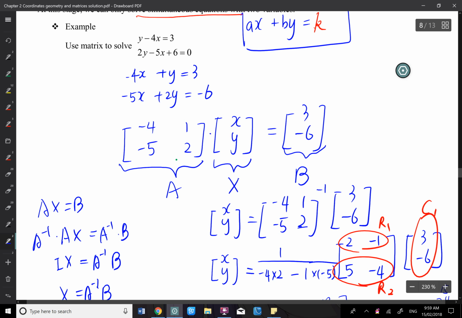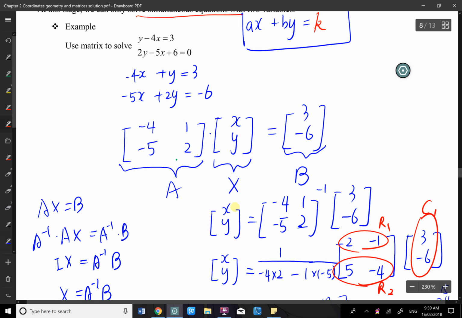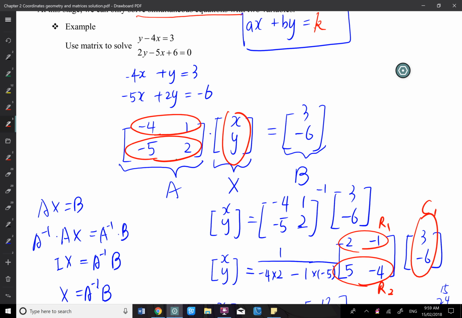Our coefficient matrix times x, y is a matrix times another matrix. So if you multiply horizontal and vertical, you will get the top two lines: minus 4x plus y, minus 5x plus 2y. That's exactly the same as the above line if you expand the matrix. So that equals what? That equals 3 and minus 6, which is the k value. You again list that in exactly the same order. Don't change the order.